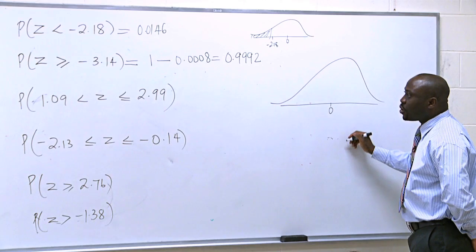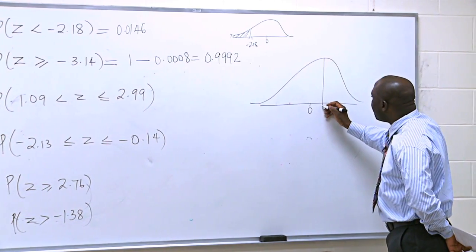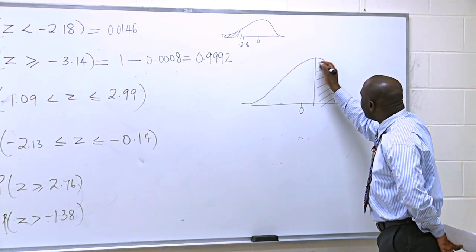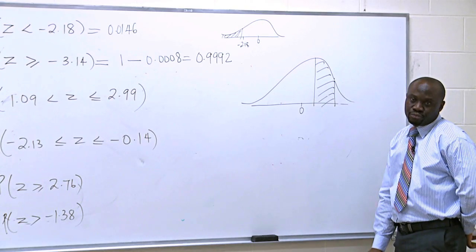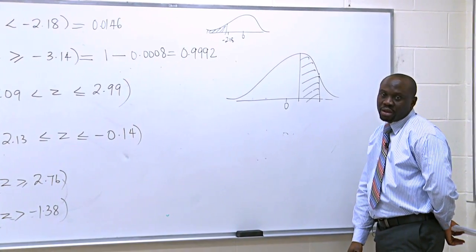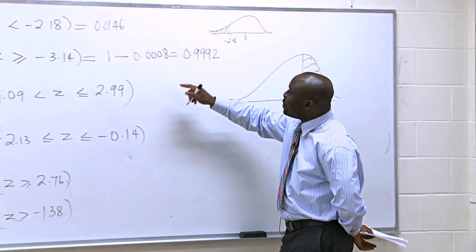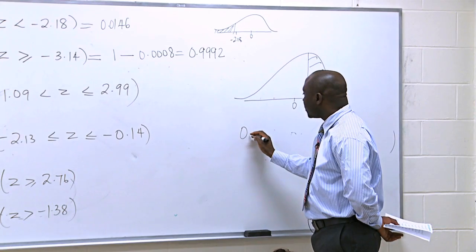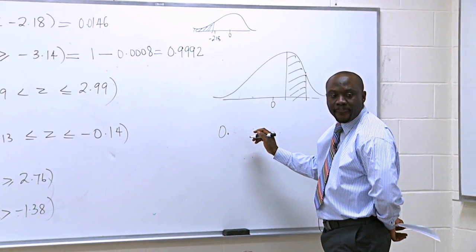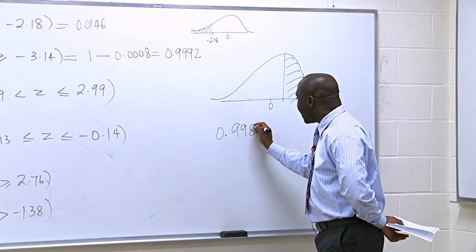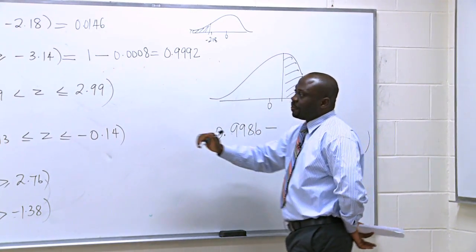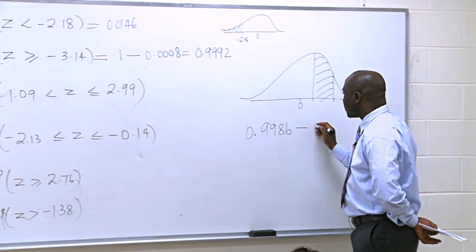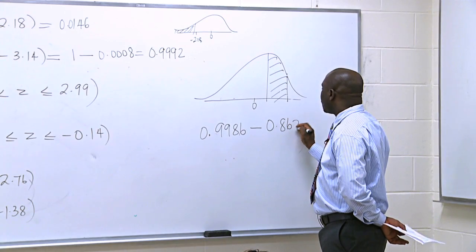So this is 0. 1.90 is supposed to be somewhere there, right? 2 point whatever is supposed to be here. So this is the area we are looking for, the area between these two. So in order to do that, we have to read 2.99. So somebody help me out. 0.99 minus. What about this one? 8621.